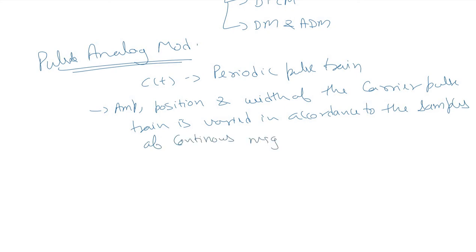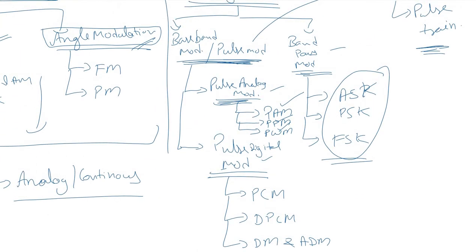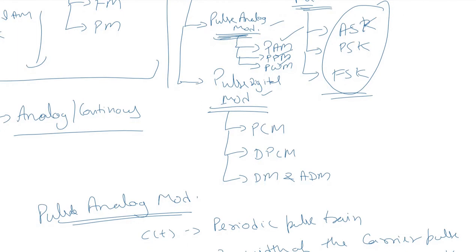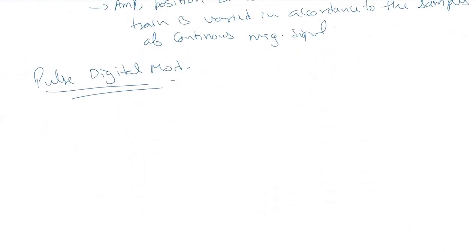continuous message signal. And on the other hand, if we talk about pulse digital modulation, you can see it is of three types: PCM, DPCM, delta modulation, and there's another variant of delta modulation, that is adaptive delta modulation. So in case of pulse digital modulation, the message signal is represented in the form of digital data that is discrete in both time and amplitude.